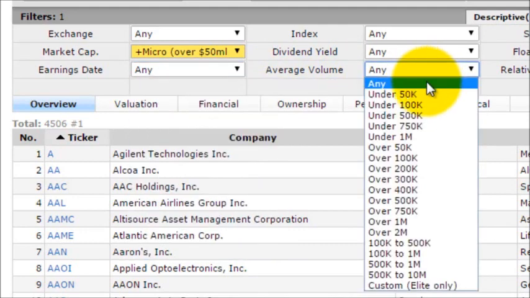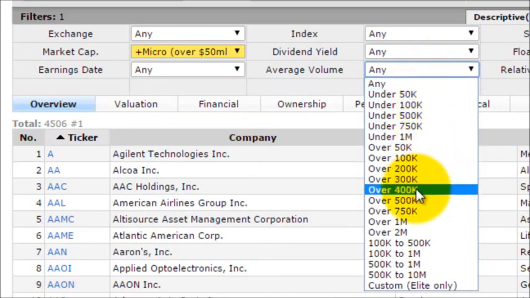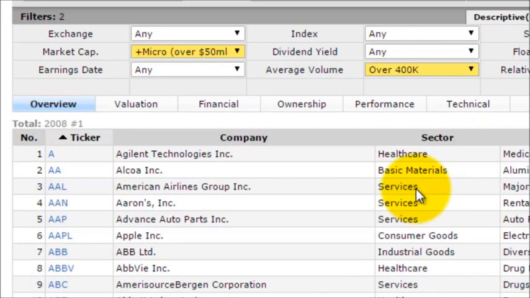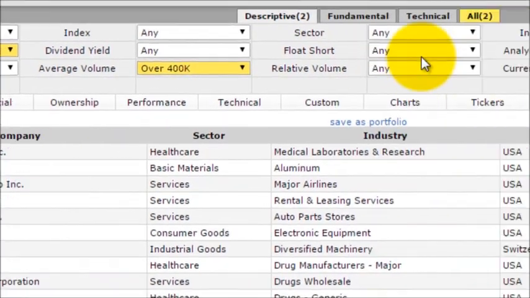Average volume is very important to me. I want to see at least 400,000 in average daily volume. So I'm going to add that, and you see that it cuts our number drastically down to 2,000. So now we only have 2,000 stocks to look at. As far as the dividend yield, that's not important to me. I'm a growth investor here on this particular video, so I'm not going to focus on that.